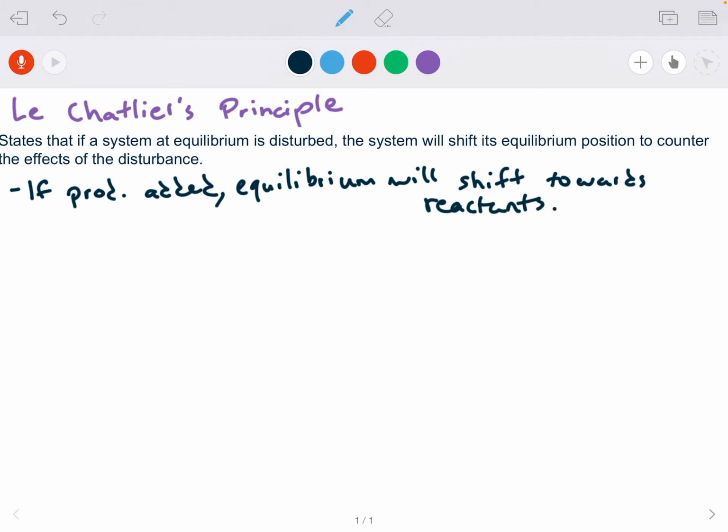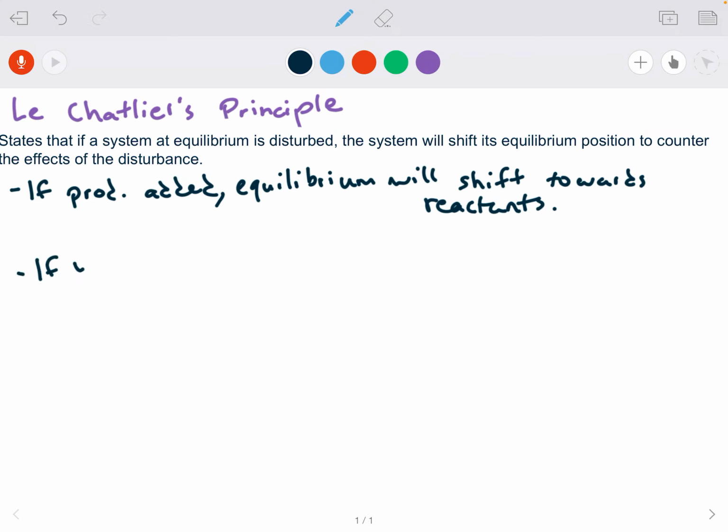Right, if you have a system at equilibrium, the rates between the reactants and the products are maintained. If you add in more product, you're going to have more reactant as well to maintain the rates. So the equilibrium shifts towards the reactants. Likewise, if you add reactant, then the equilibrium will shift towards the products.